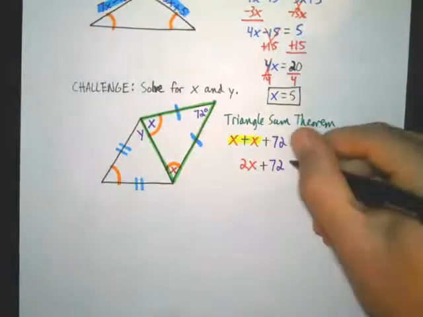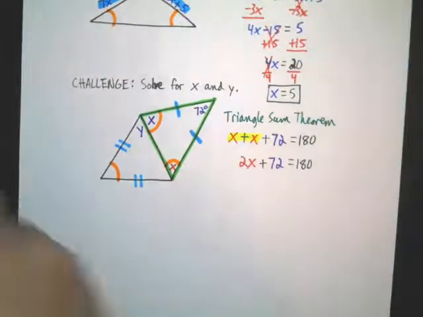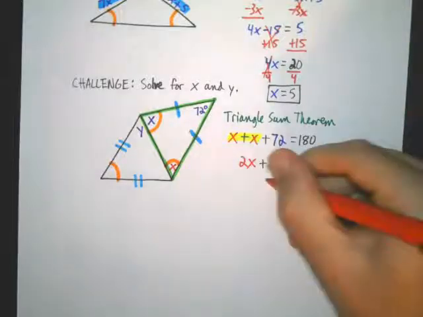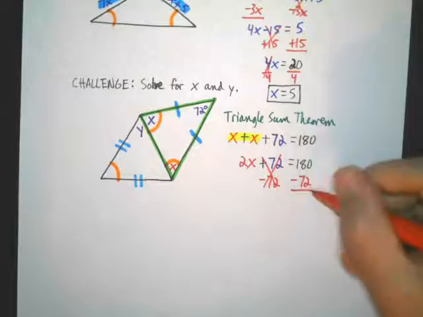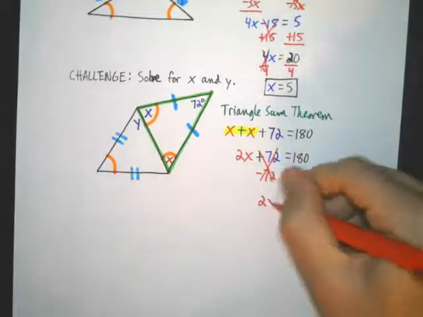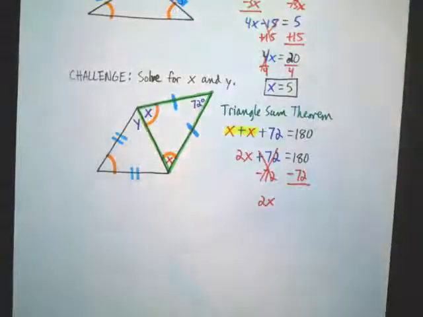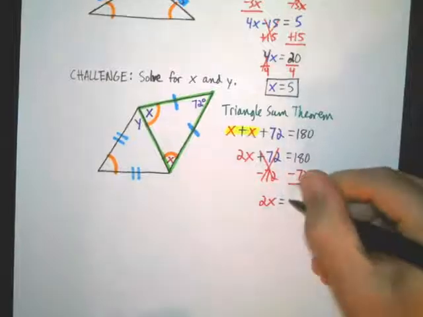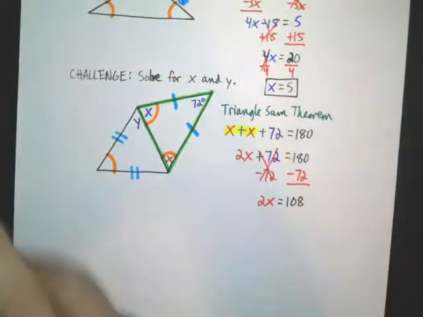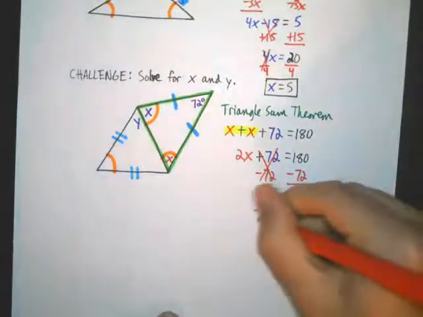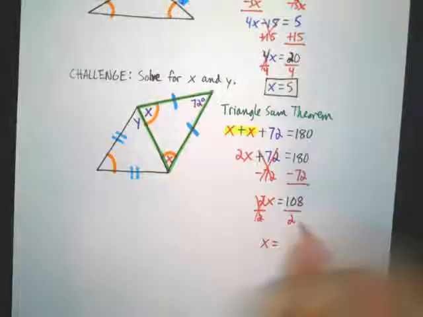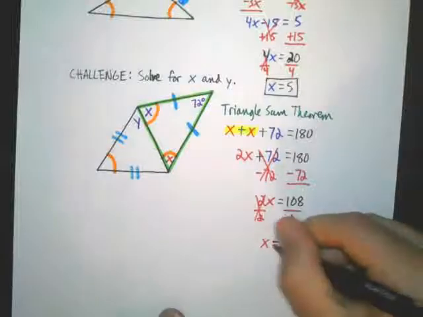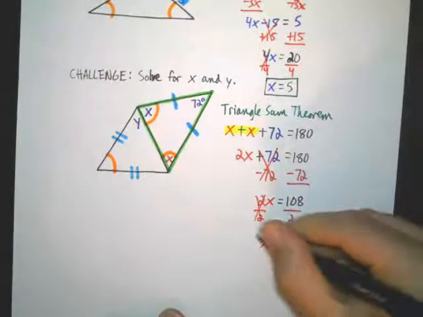2x plus 72 equals 180. And then I'm going to subtract 72. Takes care of that. So 2x equals 108. And I divide by 2 to find that x equals 54.